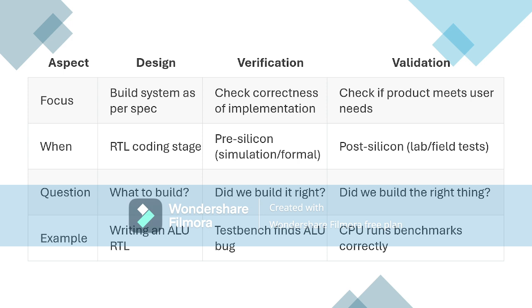Suppose I take an example: in design, it is like writing an ALU RTL. For creation of a design we are going to use Verilog or SystemVerilog as languages. For everything we will use the same one, it doesn't matter. In verification, it is going to write test benches to find ALU bugs. In the ALU design which might be implemented, there might be some bugs, and they will be checked there. In validation, it is whether the CPU runs benchmarks correctly or not. So these are some of the major aspects on which we can discuss design, verification and validation as tools.